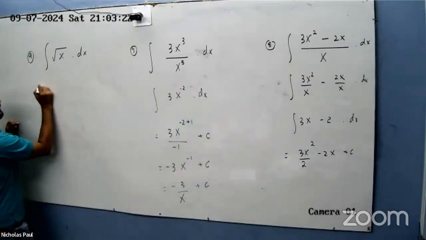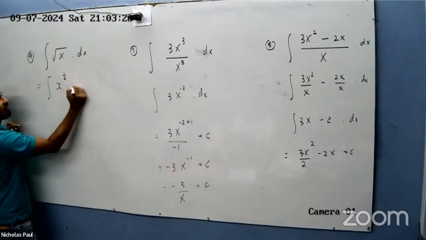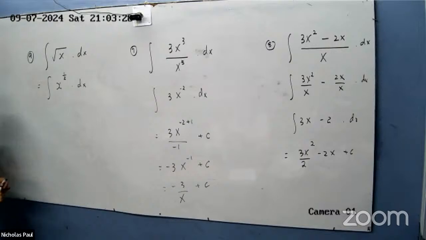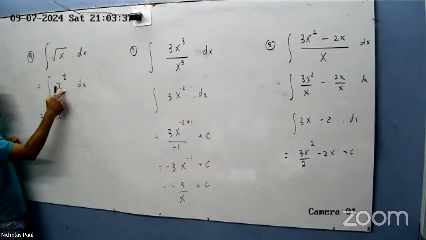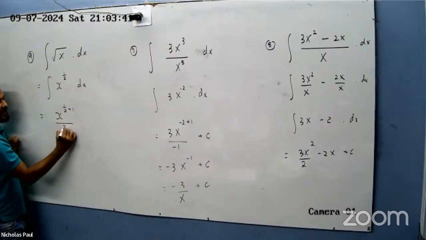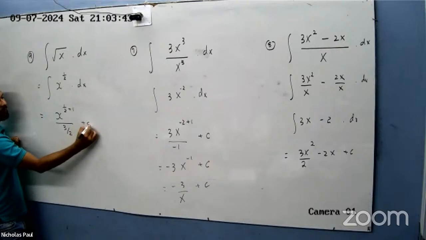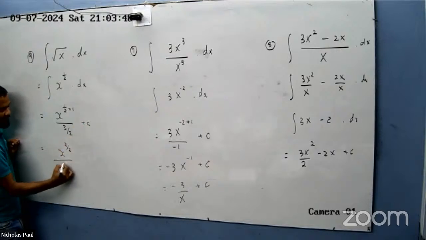Right, how are we handling this? What does square root mean? Square root means to the power of a half. So all we have to do is add 1 to the power, divide by that new power, plus c. So this is x to the 3 on 2, all to the.